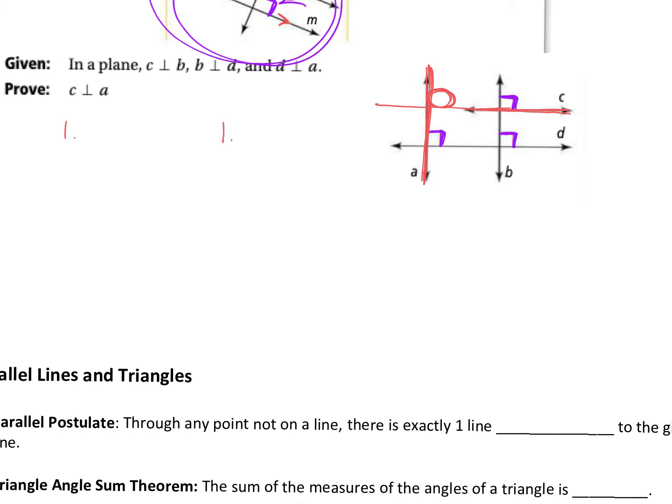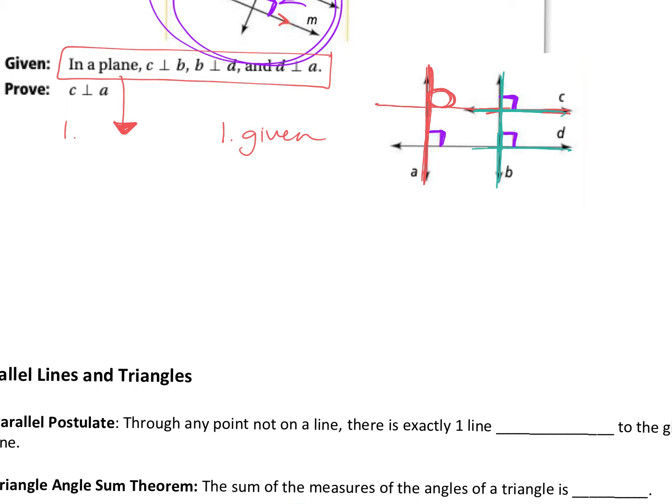What's step 1? Given. Easy peasy. So we know all of this. I'm just going to draw an arrow to it because I'm not going to write it all out again. Okay, so that is given. Knowing that, can you tell me anything? So knowing that C is perpendicular to B and D is perpendicular to B, think through the theorems we just learned. What do you know is true?